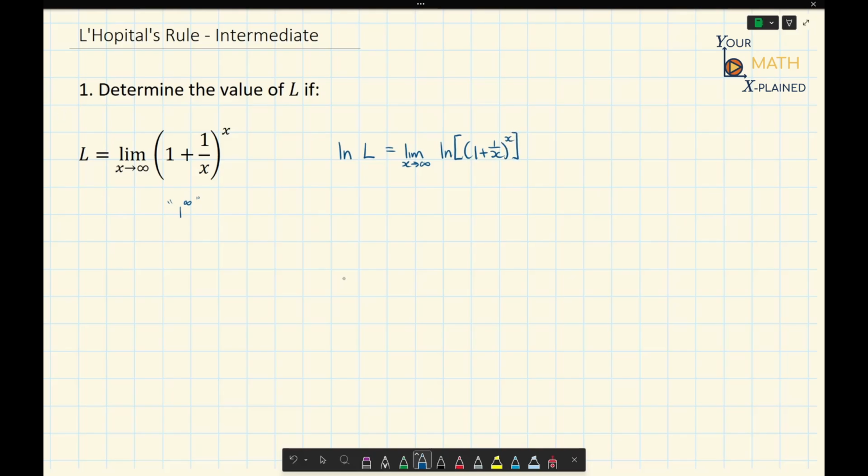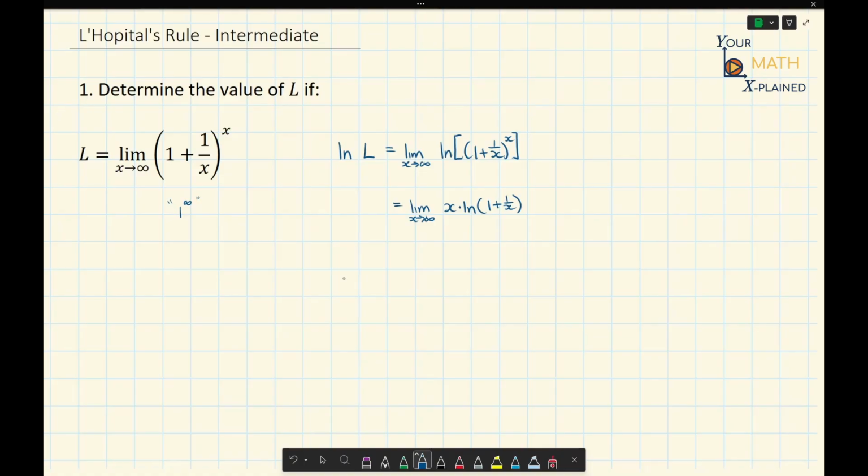Now using our log laws, we get this is equal to the limit as x approaches infinity of x times ln of (1 plus 1 over x). So we still haven't gotten it into the form that we want. This is currently in the form of infinity times 0.